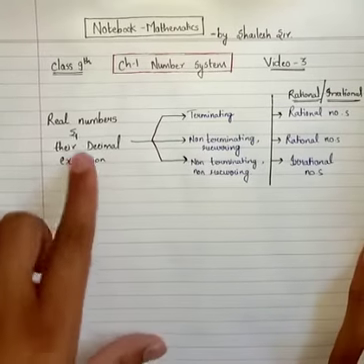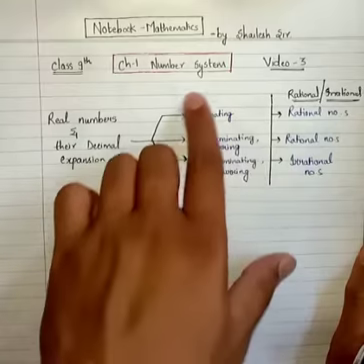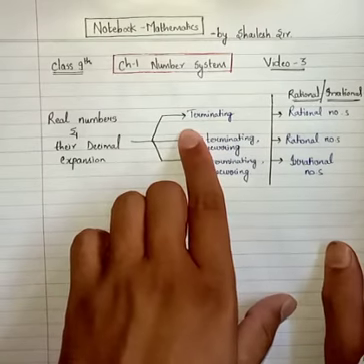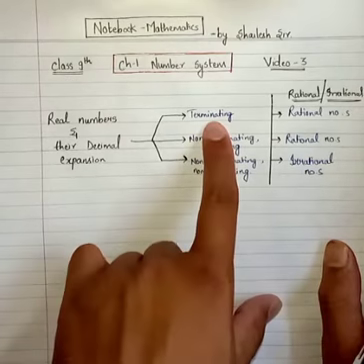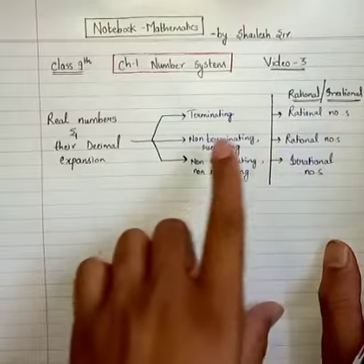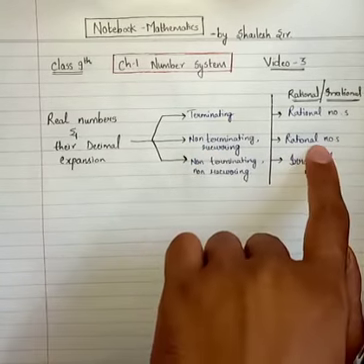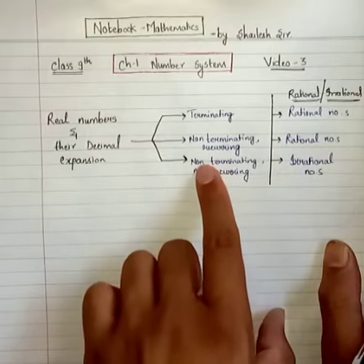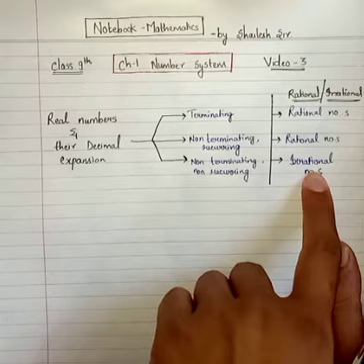number. So based on decimal expansion, we can tell whether the number will be rational or irrational. So a terminating decimal expansion will always be a rational number. A non-terminating recurring type of decimal expansion will also be a rational number, but a non-terminating, non-recurring type of decimal will be an irrational number.